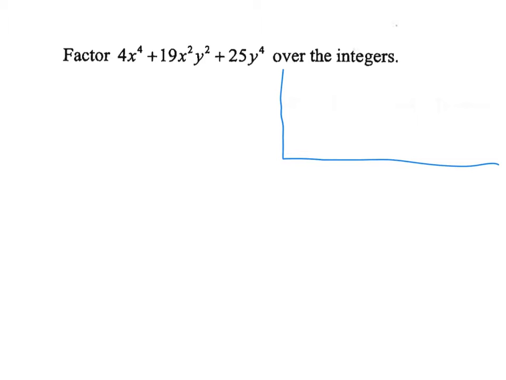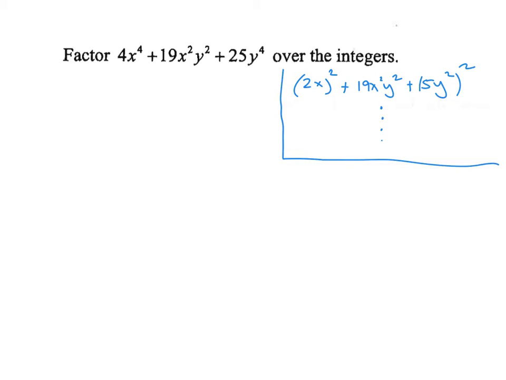So my first instinct was to think of this as 2x squared plus 19x squared y squared plus 5y squared. And that didn't seem to work, at least not for me. So if you figured out a way to do it that way, that's great. I'd love to hear it. Otherwise, I decided instead to do this.